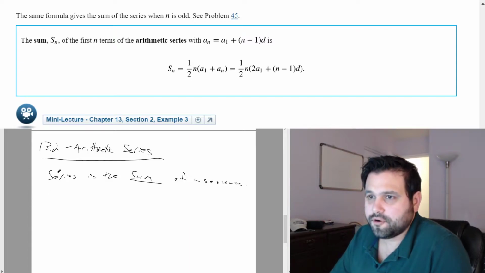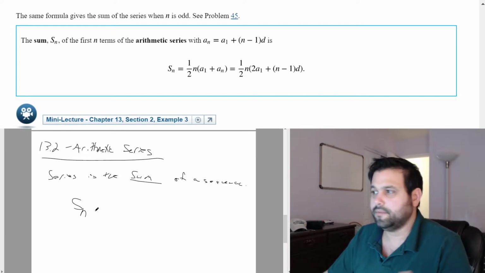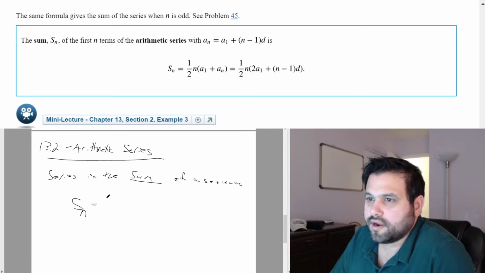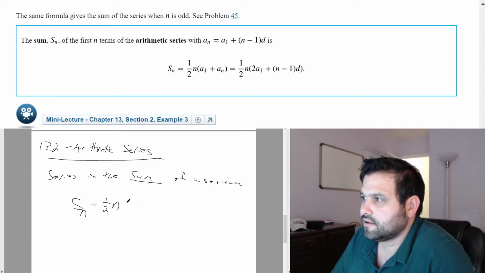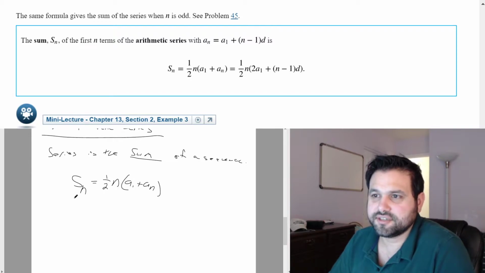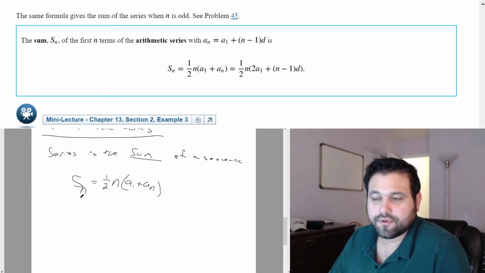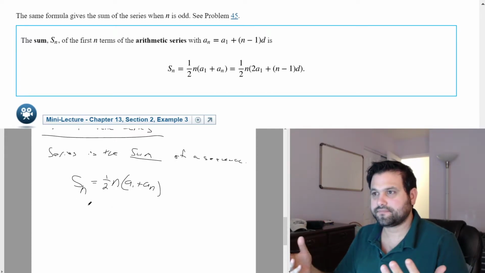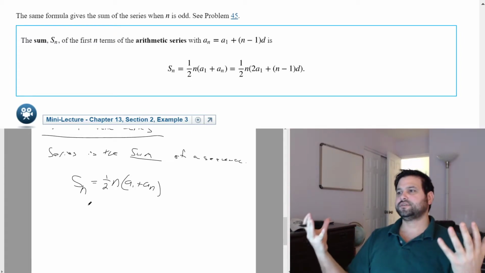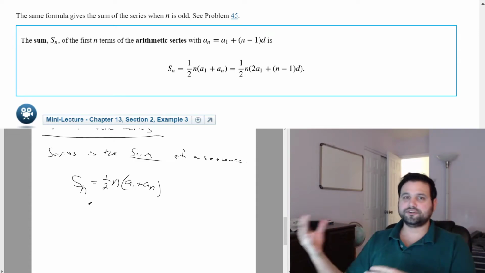So the formula here, S sub n, so we use S as the sum, is equal to 1/2 times n times a sub 1 plus a sub n. That's the formula we're going to use. Okay, so the sum is 1/2 times n. This is the sum of the first n terms, right? So if we're looking for the first 50 terms of a sequence, n would be 50.